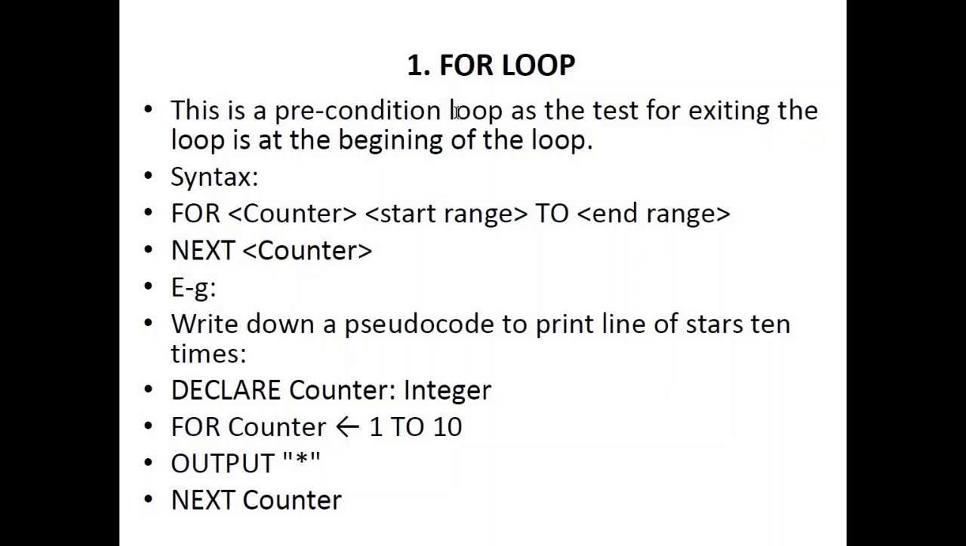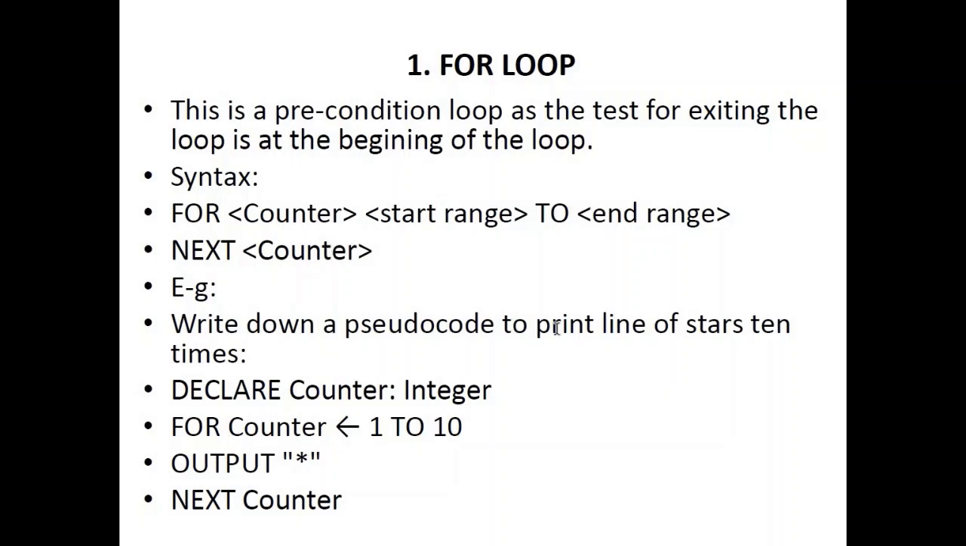FOR loop is a precondition loop, as the test for exiting the loop is at the beginning of the loop. Syntax is FOR counter variable, start range TO end range, and then you write whatever you want the loop to do, and NEXT counter.